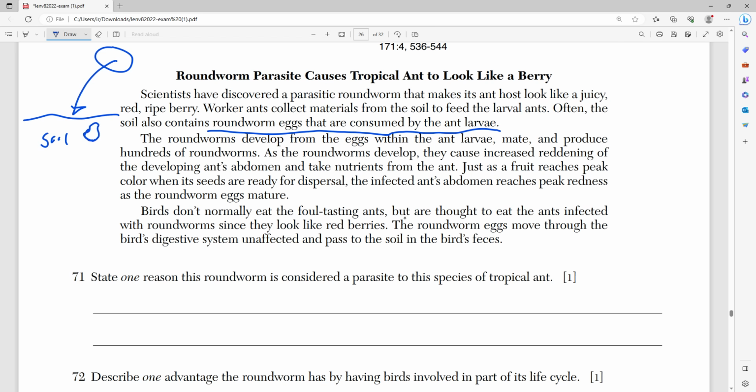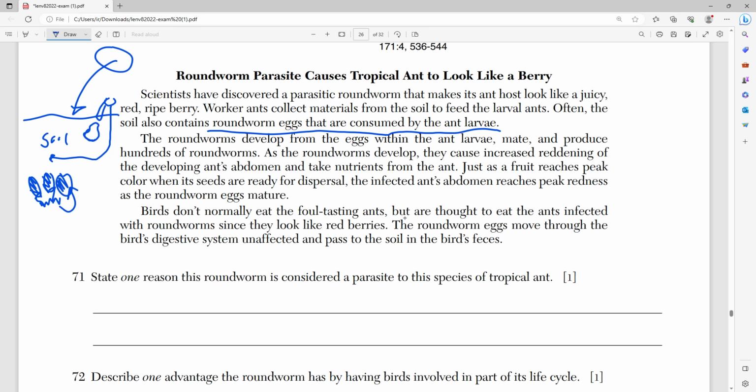So it begins developing in the soil, and eventually a worker ant comes in and collects some of the soil as material. Some of that soil has the roundworm. Then the ant goes back to its home, where all the larvae are. I guess it spits out the dirt right next to the larvae. These roundworms then enter the larvae. They crawl around and enter the larva.